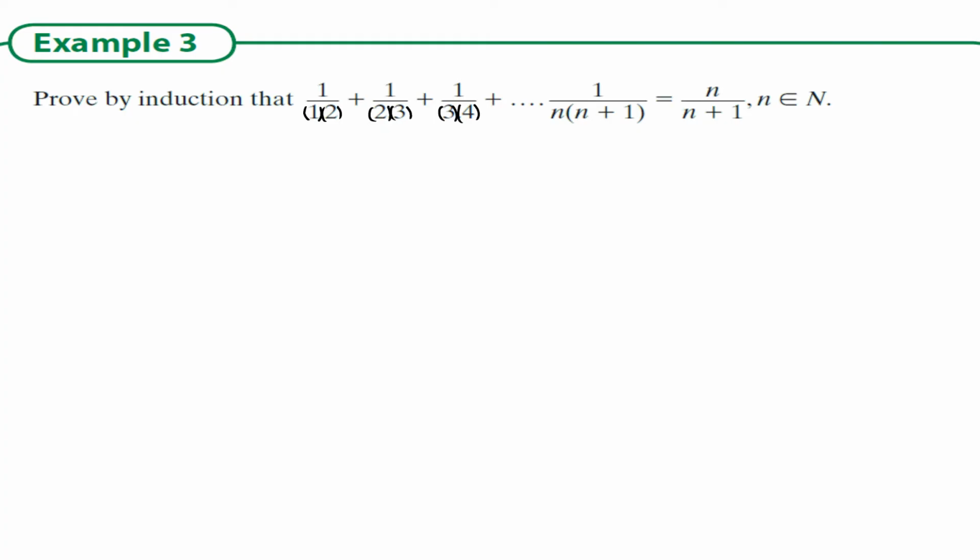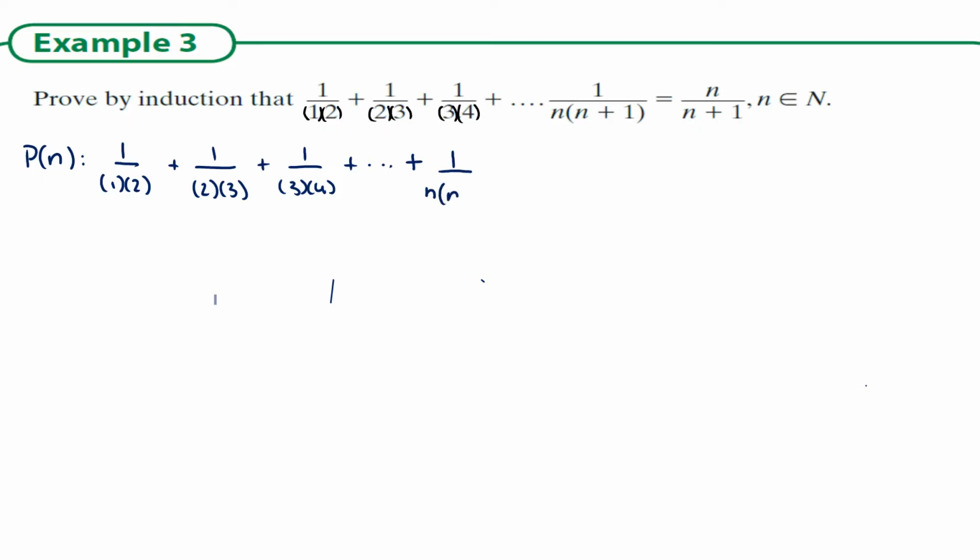So let's set this up. We have the proposition P(n), which is 1 over 1 times 2 plus 1 over 2 times 3 plus 1 over 3 times 4 and so on, all the way up to 1 over n times n plus 1, and we want to prove that that equals n over n plus 1.